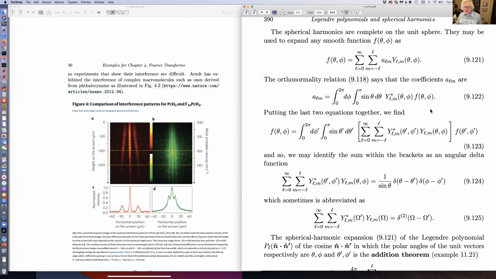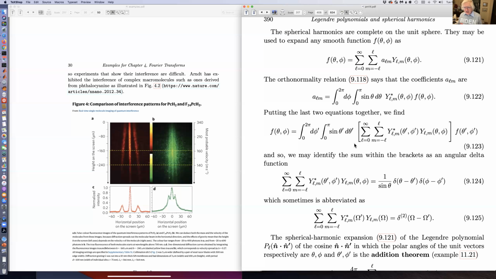If we put the two equations together, we can write f as, here's A_LM. A_LM is this integral. It's the integral over phi prime and theta prime of f of theta prime, phi prime, times Y_LM star, and this Y_LM is that. So the A is the integral. It's everything except the capital Y in this equation, and then the capital Y comes from here. So we have this equation.